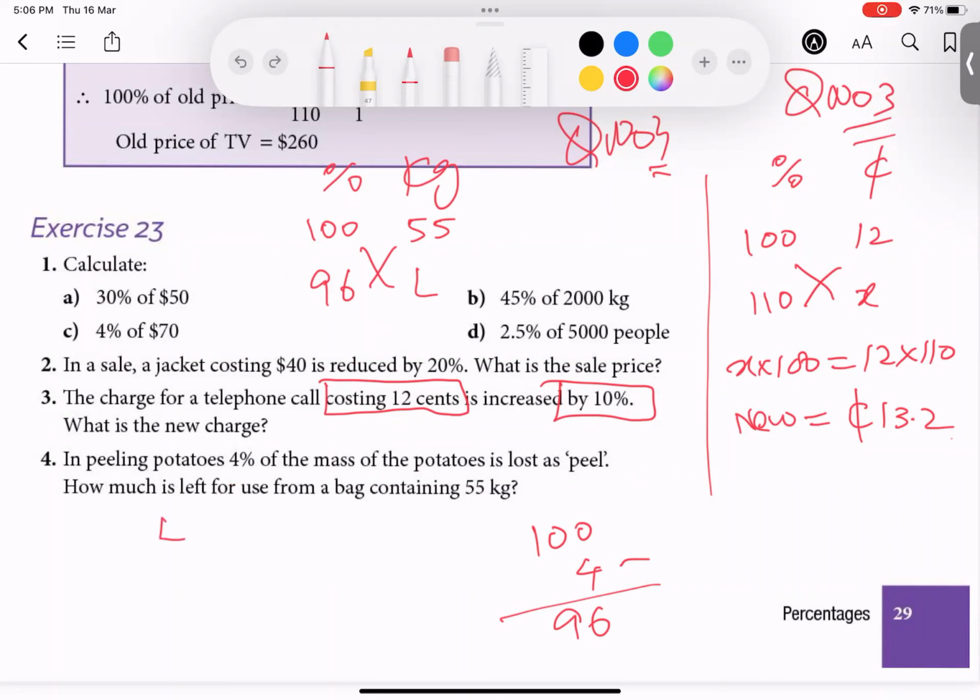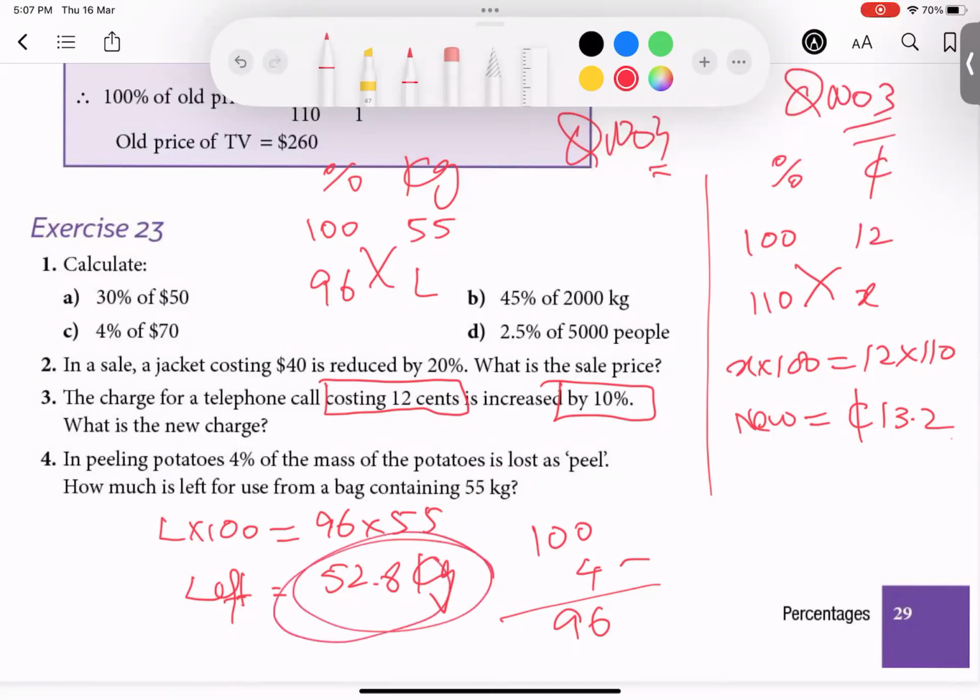So it means L times 100 equals 96 times 55. How much is left behind? I'm finding it: 96 times 55 divided by 100. So left behind is 52.8 kilograms. It means actually it was 55 kilograms, but after peeling, after making it ready for eating, how much is left behind? 52.8 kilograms. I think you got the point very clear.